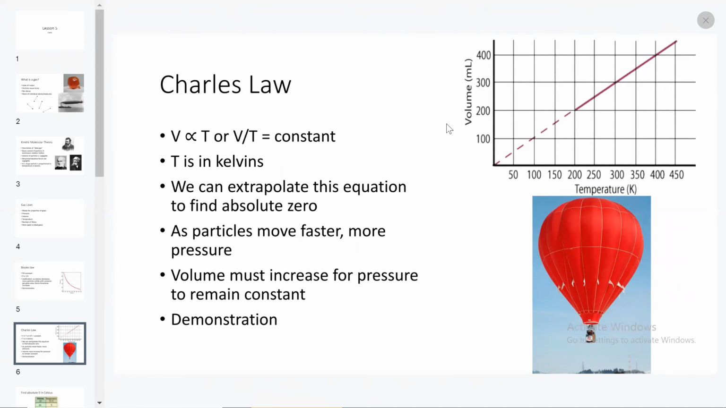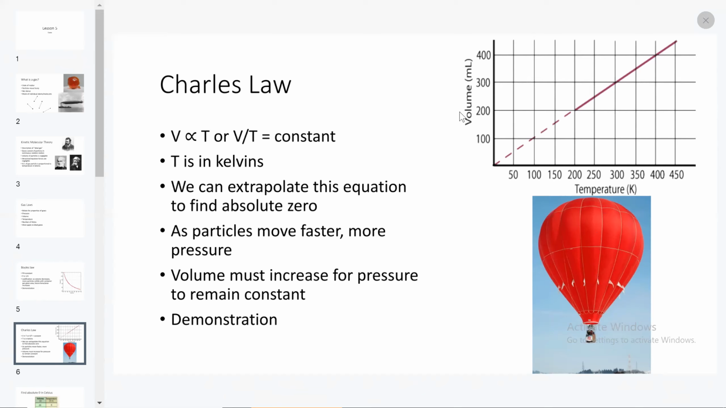And what's the justification for this? Okay. So as particles move faster, they have more energy. And when they collide with the wall of the container, there's more force. So in order to maintain the pressure, if you want the pressure to be a constant, then the volume has to increase, okay? The volume has to increase to make sure that the pressure is a constant. So this is the idea behind hot air balloons. As the gas heats up, the volume increases and it becomes less dense. So that means that the balloon becomes lighter than air, so it floats.